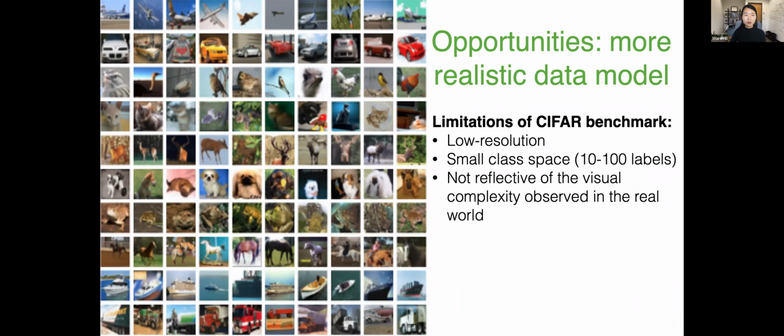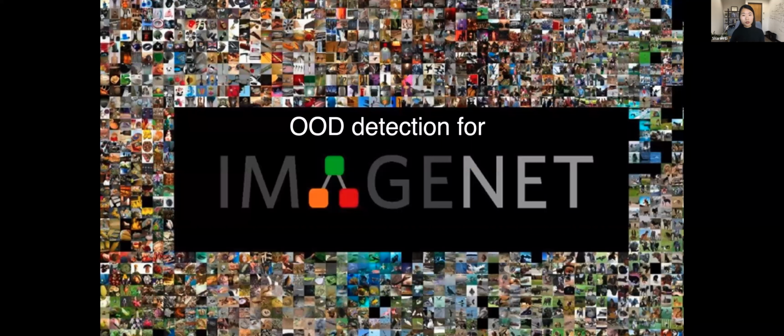This work also leads to my next point, which is the need for a more realistic data model, right? When the field started several years ago, a lot of the evaluation was primarily based on the CIFAR benchmark, which is great because it serves as a great starting point that allows us to make progress towards this problem. However, we should also acknowledge the limitations. For example, this dataset has relatively low resolution images, and they might not be reflective of the visual complexity observed in the real world. In the real world, images will come from a much larger semantic space with much higher resolution, right? And so an interesting research question is, can we actually do OOD detection for ImageNet?